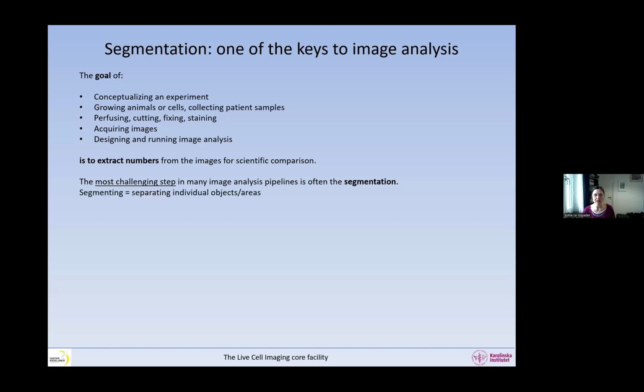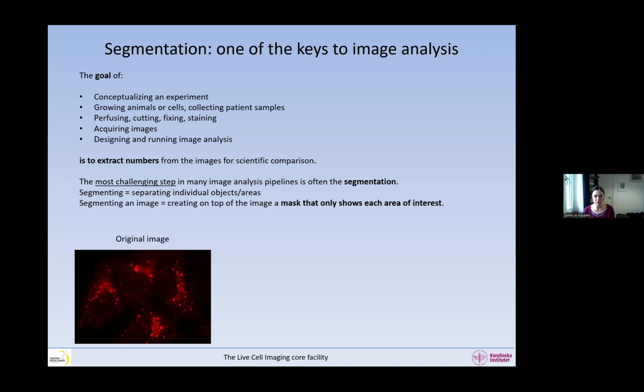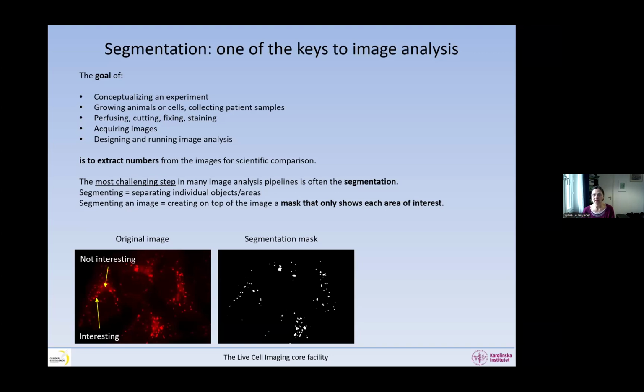And so what is segmentation? Segmentation means that you're separating individual areas or objects from each other. So when you segment an image, you're creating a mask on top of the image, and the mask only shows you the areas that you're interested in. So here is an example. We have this original image that shows some cells with vesicles, and there is some sort of a background as well. So we are interested in the vesicles, but we're not interested in a general background that is also in the cell. What are we going to do? We're going to create a segmentation mask.